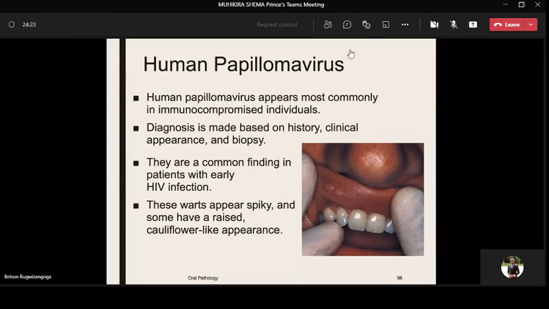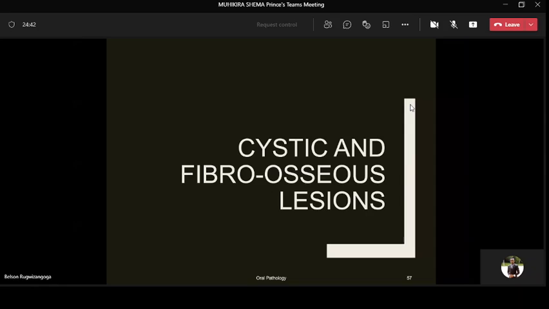So they have a raised cauliflower-like appearance. When you see it, you may say it is a cancer, but they are not cancer, but they behave like cancers, although they don't kill. Any question about AIDS manifestation in the oral cavity?